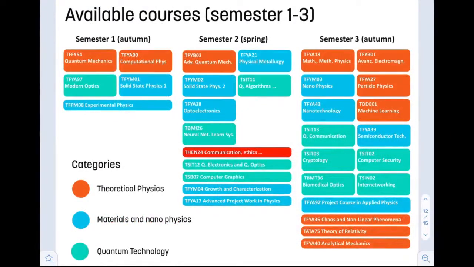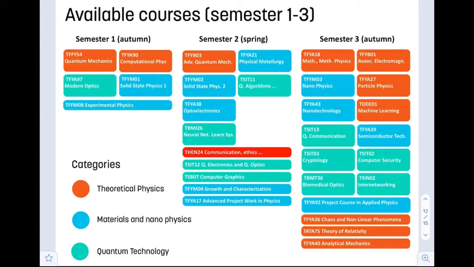This is an outline of all available courses within the curriculum. Each of these blocks correspond to a 6-credit course. Most courses span half the semester, while some run over the entire semester. In the first semester, you will study mandatory courses in quantum mechanics parallel with the modern optics course and the experimental physics course. This is followed by computational physics in parallel with solid state physics 1 and experimental physics.